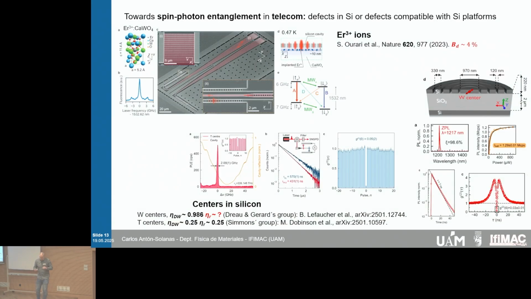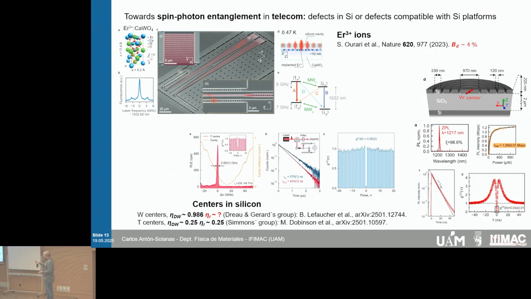Okay, and then finally, a slide that I like to include and that I have to change relatively often, is which other platforms are being investigated at the moment with other materials in order to generate single photons in the telecom range. As you can imagine, this is very interesting for communications because telecom is the suitable wavelength to communicate information through optical fiber.